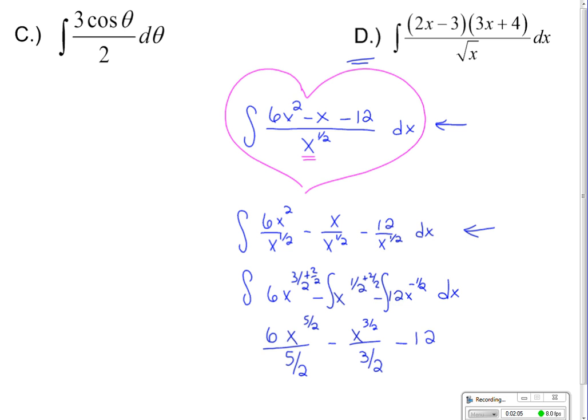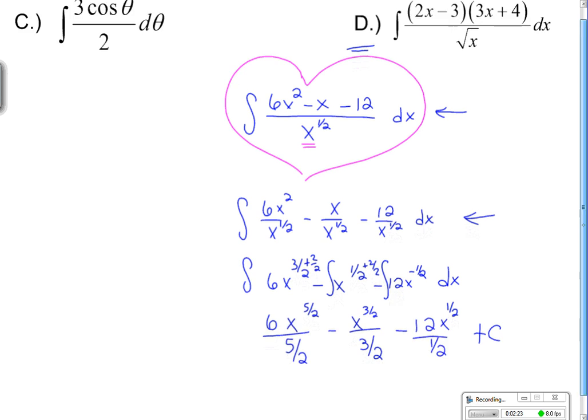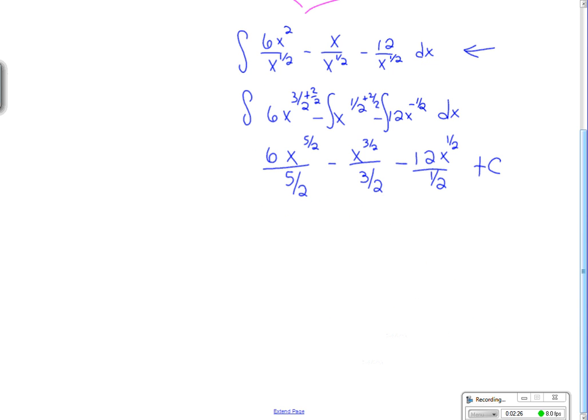Minus 12, x to the negative 1/2, add 2 over 2, which is like adding 1. I would end up with x to the 1/2 power, divide by 1/2. Since we were integrating, we've got our general solution, which has a constant of c in it. Now, dividing by 5/2 is like multiplying by 2/5. And I'll do this step where I invert each of these fractions, flip them over, and turn them into multiplying.